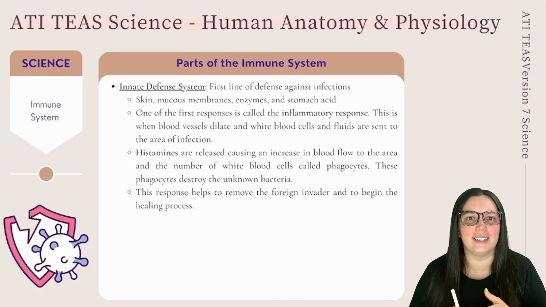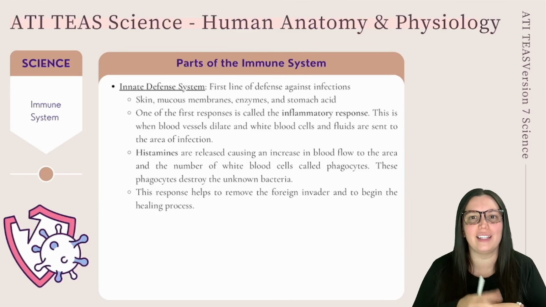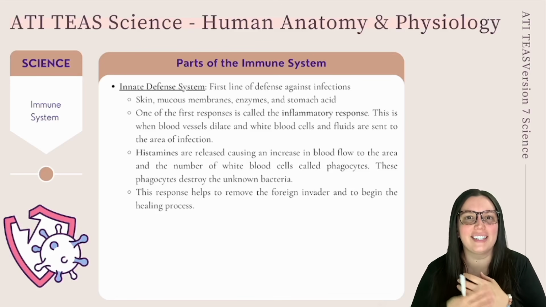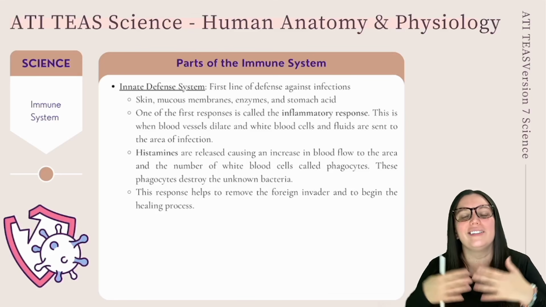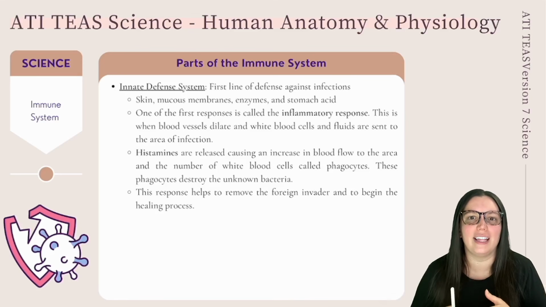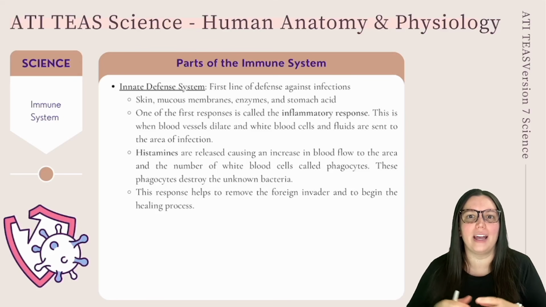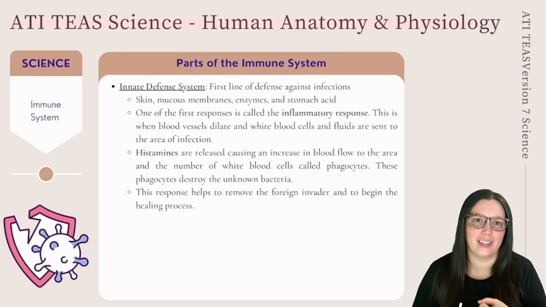The innate defense system is the body's first line of defense against infections and includes those physical barriers, such as our skin and our mucous membranes, as well as chemical barriers, such as enzymes and stomach acids. The adaptive system is the body's second line of defense and includes the lymphatic system, white blood cells, and antibodies.